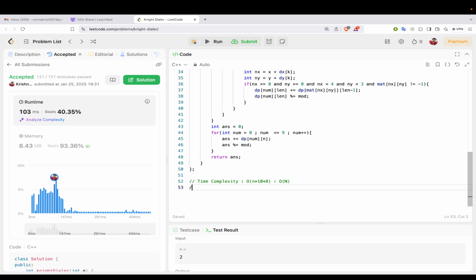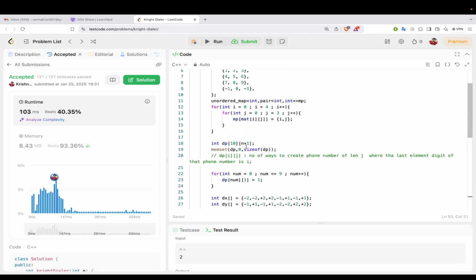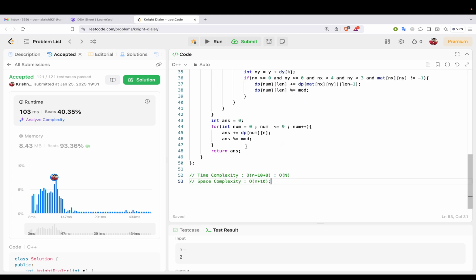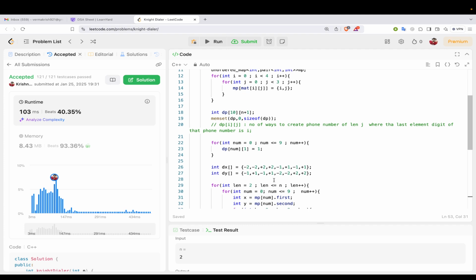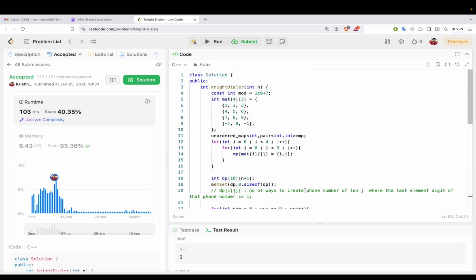Space complexity will be order of n into 10. This is because you have created dp of 10 and length, so length is at max n and the dp number is at max 10. So this is the time complexity and space complexity of the problem.